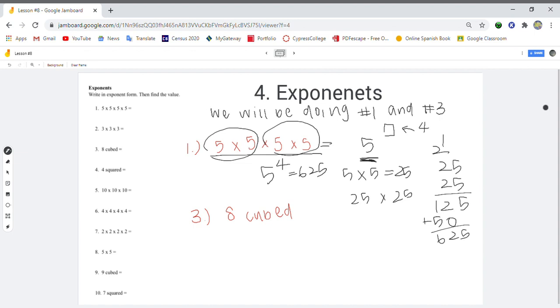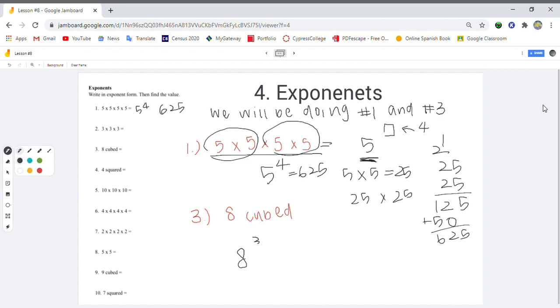So your answer to number 1 will be 5 to the 4th, that's your exponent form, and your value will be 625. So number 3, it says 8 cubed. This is a bit different, that's why I went over number 3 as well. So 8 cubed. Cubed is to the 3rd power.